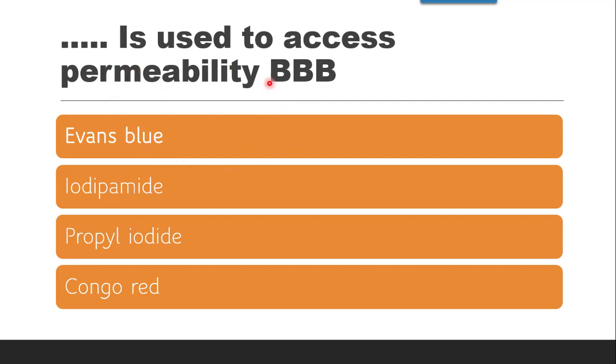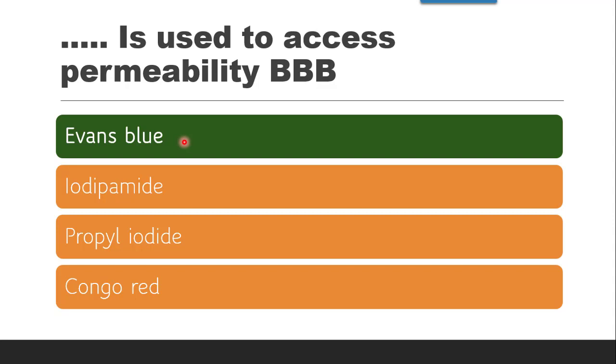Now when it binds with the plasma protein albumin, the complex is a macromolecular complex, that means it is larger in size, so it cannot cross the blood-brain barrier. On the virtue of this property of Evans blue, we can use it to assess the permeability of the blood-brain barrier. So the correct answer is Evans blue.